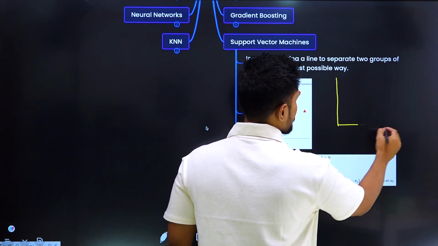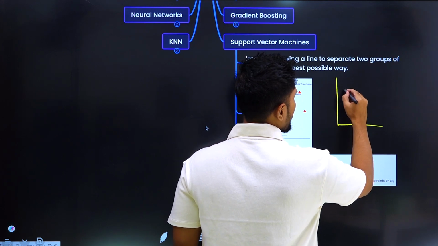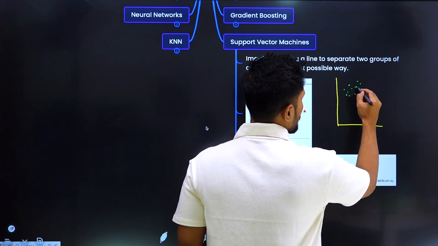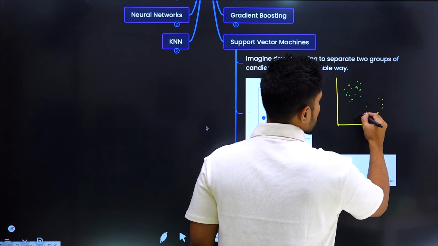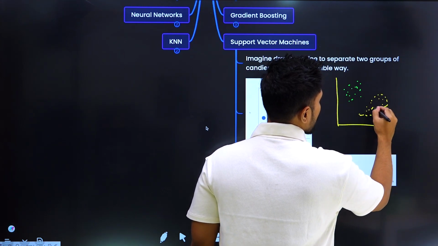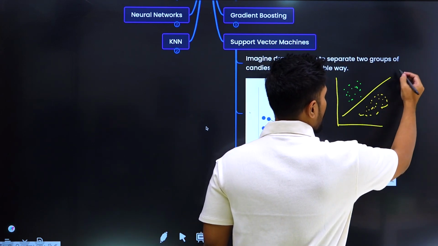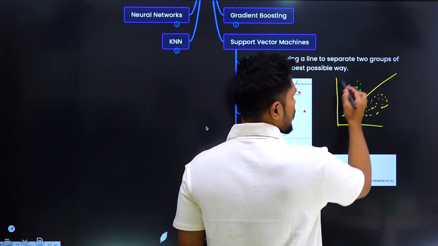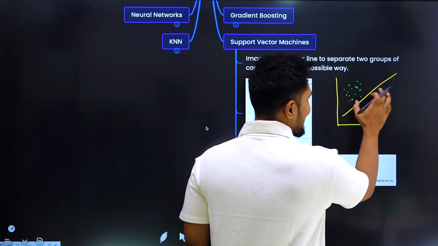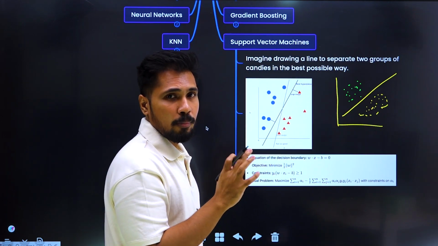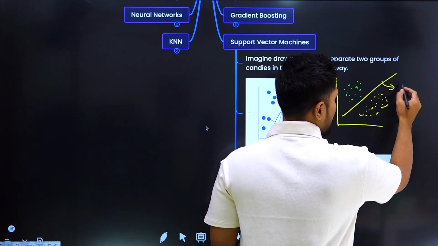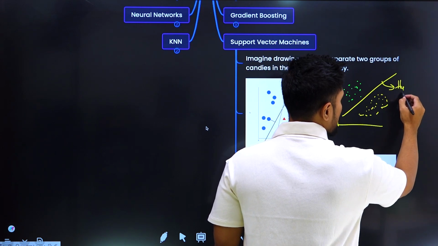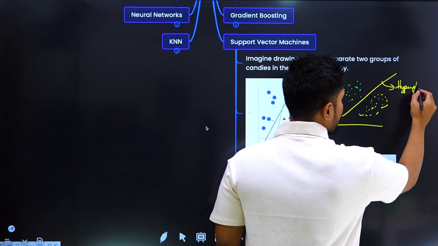For example, there are two different kinds of data points. You have green data points and yellow data points, and I want to segregate these two. So I'm drawing a line and trying to separate the green data points from the yellow data points. So we are trying to classify them. In support vector machine terminology, we call this a hyperplane.